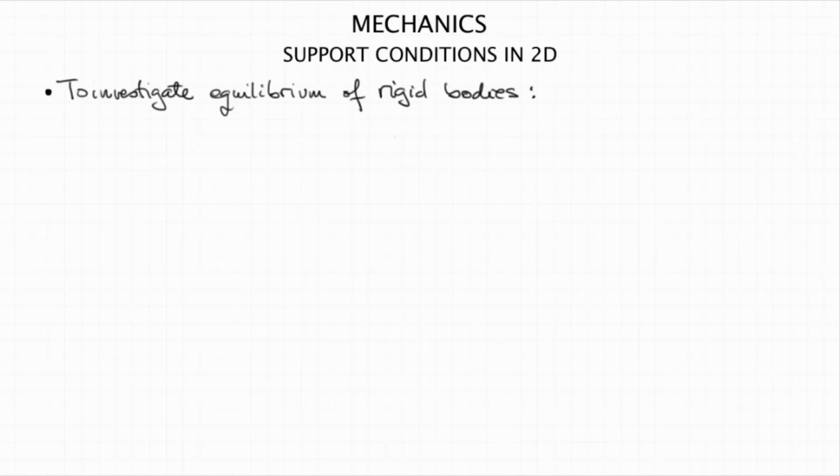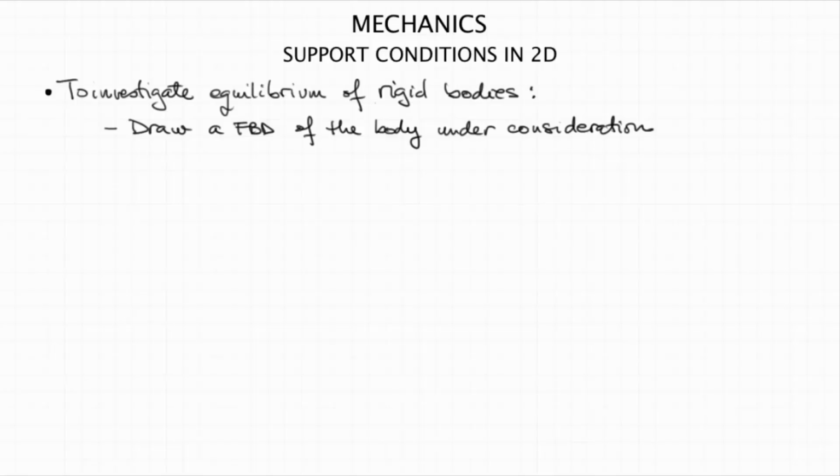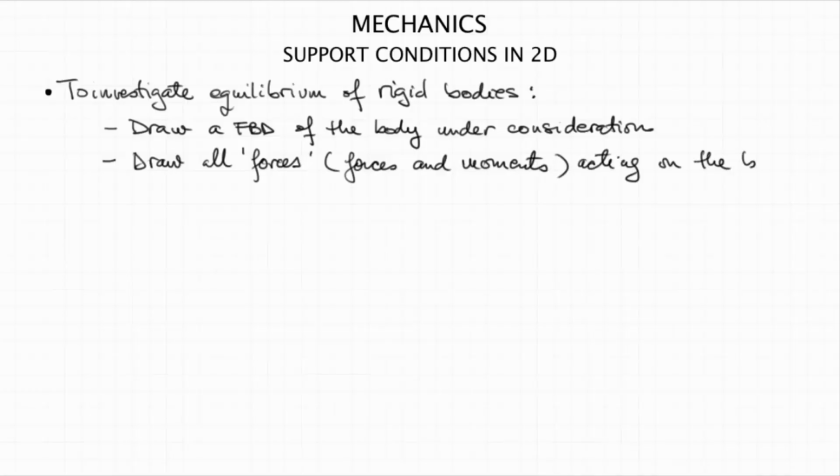So, in order to draw this diagram, the first and most important thing that we need to decide is which body we need to consider. We need to take this body out of the whole system, isolate it, and then draw it. Once we've done that, we need to draw all the forces, meaning both forces and moments, that act on the body. Then we should show all the dimensions, and we have to select the system of coordinate axes before we can write the equations of equilibrium.